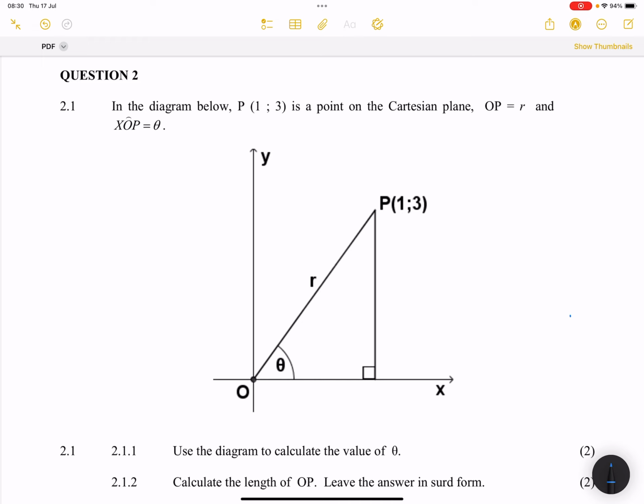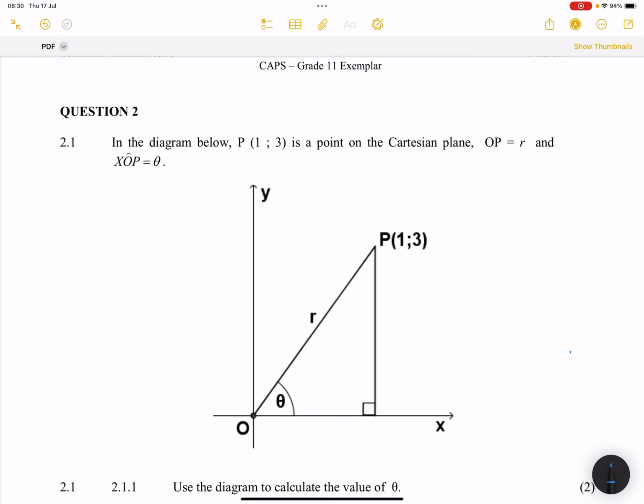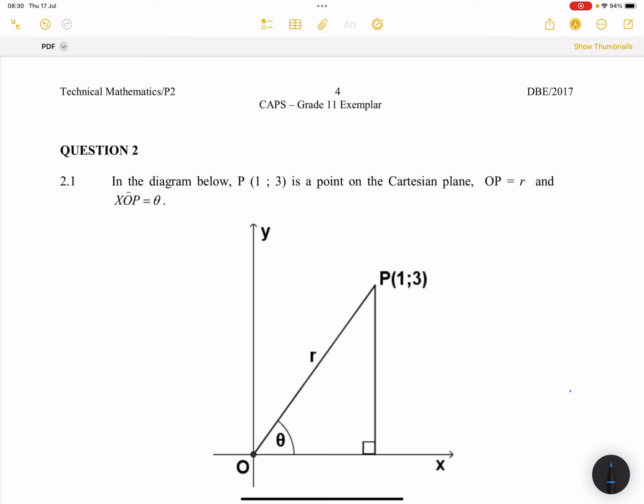Right, and this time we are looking at question 2 from our technical maths exemplar for grade 11.